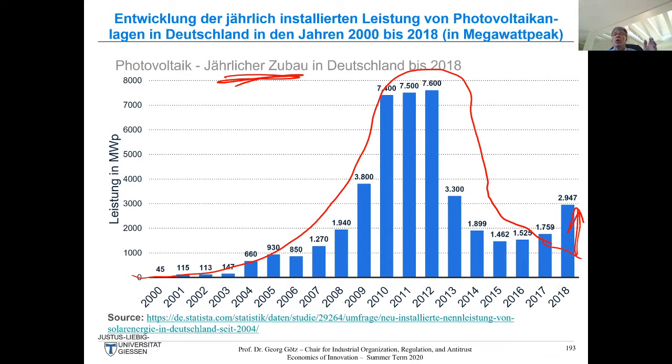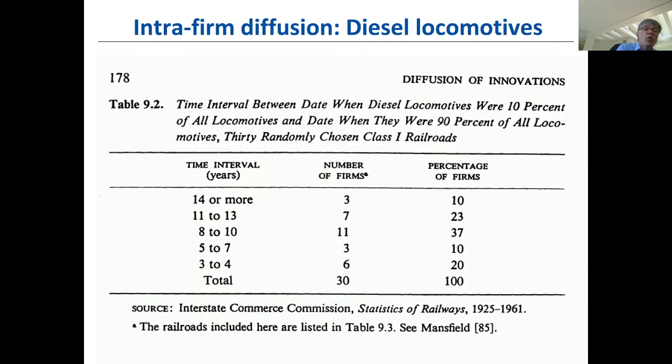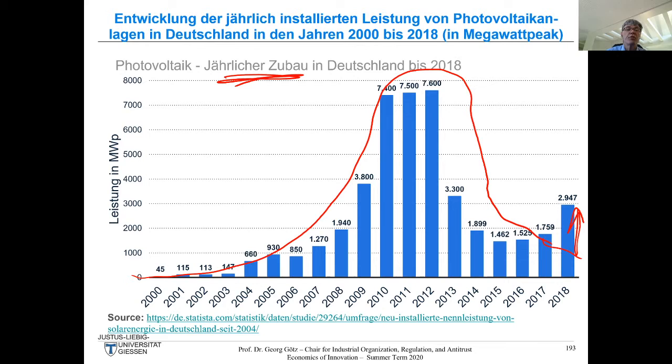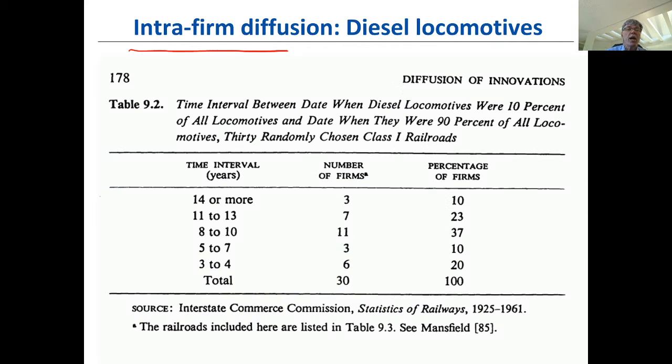You could also look into the adoption and diffusion of smartphones and so on. Similar. Now, what we just saw was, in a sense, interfirm diffusion, because these solar panels are typically on different roofs. And this diffusion pattern, this sequential rather than simultaneous adoption, also holds for intrafirm diffusion.